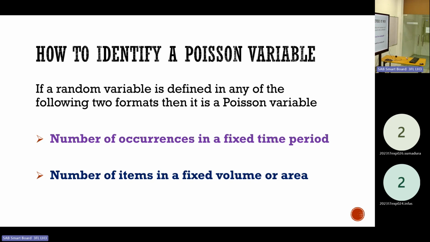So we'll write down some examples for that. Number of accidents during a month. Next example: number of people joining a queue during 10-minute intervals.